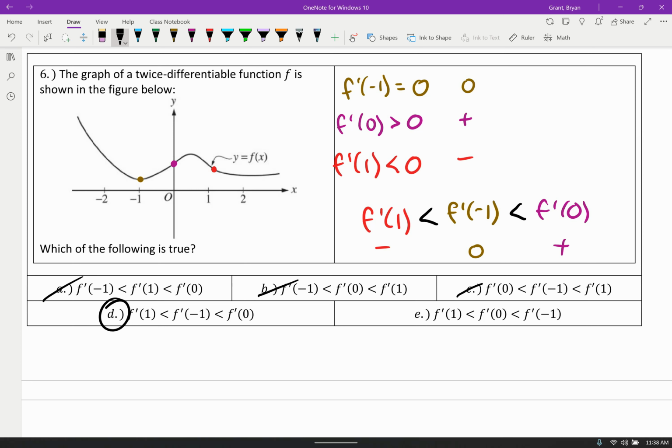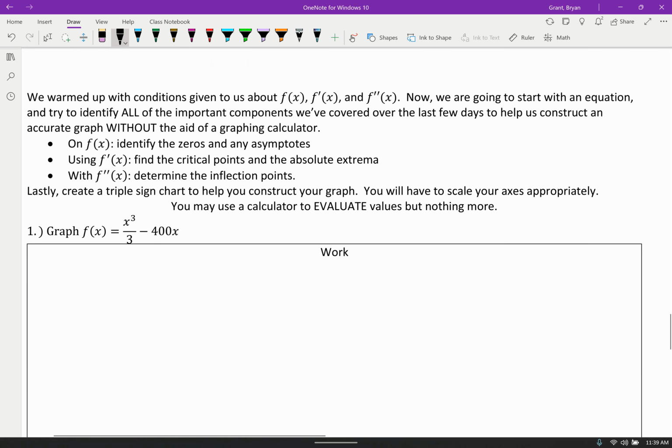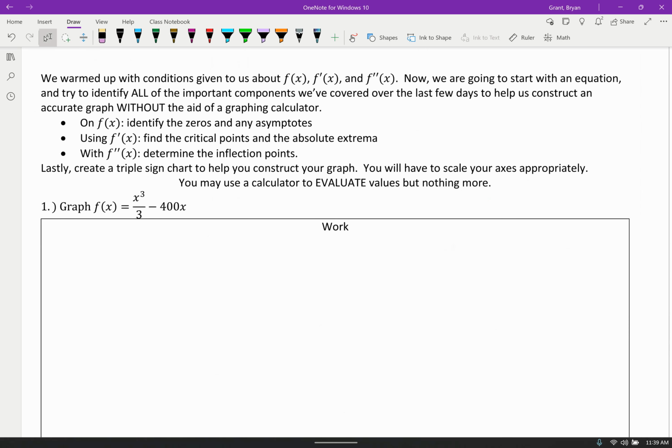Great. All right, so hopefully that does an okay job of connecting how f prime and f double prime work together with the graph of f. But for the end of today, we have one question left. Yeah, just one. But it's honestly kind of a biggie. So let's see how we can put everything together that we've done for most of this year, actually.